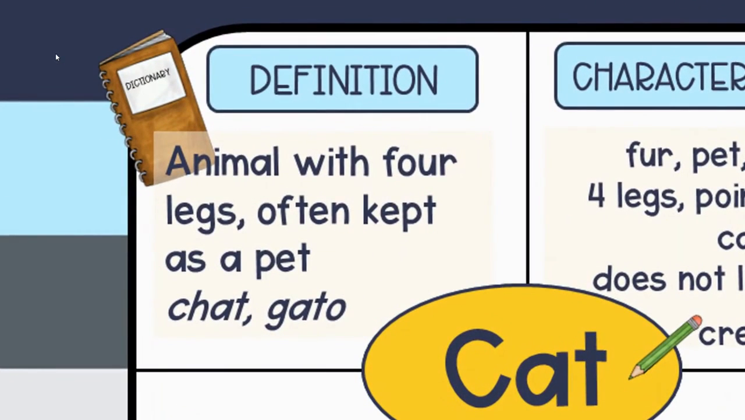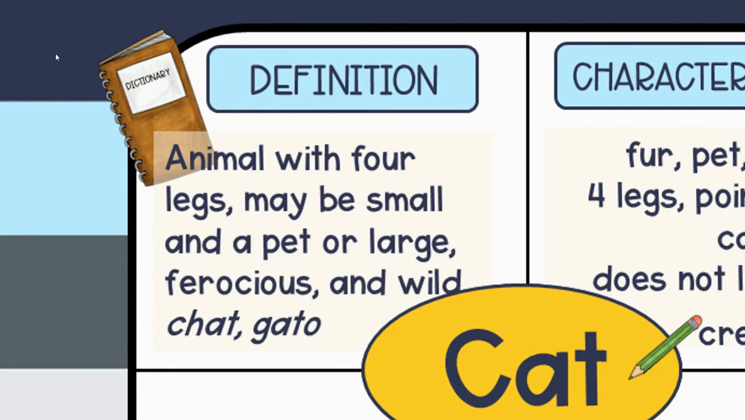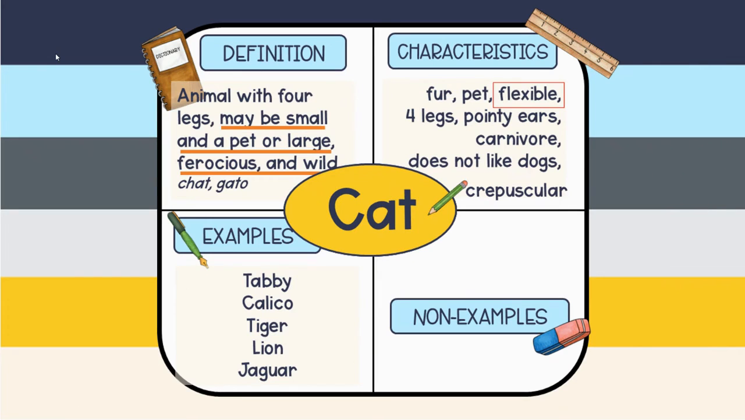Let's take a look at our definition. Animal with four legs, often kept as a pet. Well, I don't know about you, but I don't know anyone who has a tiger, a lion, or a jaguar as a pet. So I'm going to change that. Animal with four legs may be small and a pet, or large, ferocious, and wild. Now I know that they don't have to be a pet, they don't have to be small and a pet, but this definition is much better. And I have my examples listed. We can have a tabby cat, calico, a tiger, a lion, a jaguar.